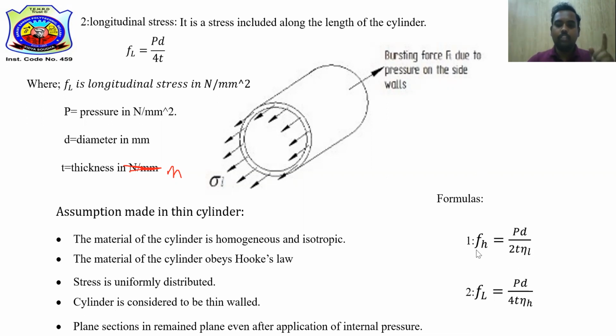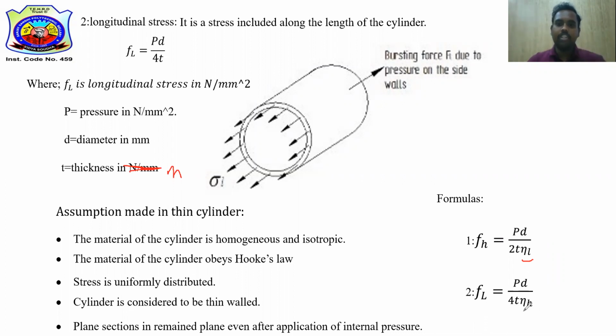What is this? This is the formula for hoop stress. Fh equals Pd by 2t eta L. This is the eta L, students. Eta is nothing but efficiency, and L is nothing but longitudinal, I mean longitudinal efficiency. Whereas in case of longitudinal stress, FL equals PD by 4t eta H.